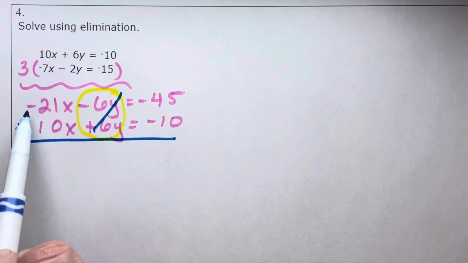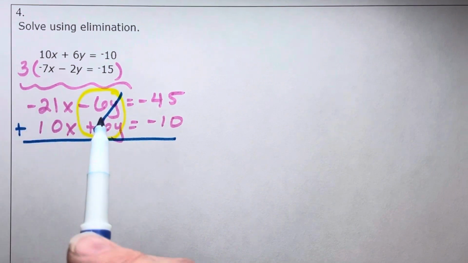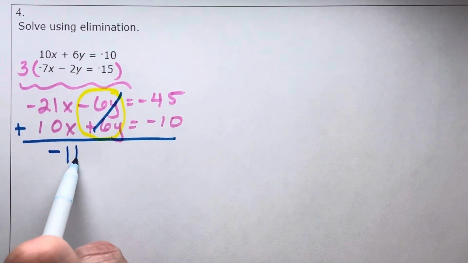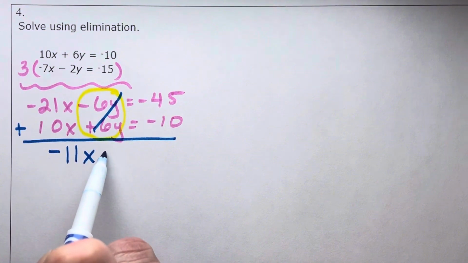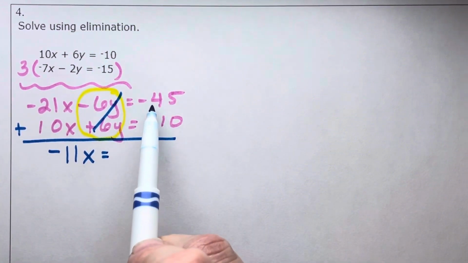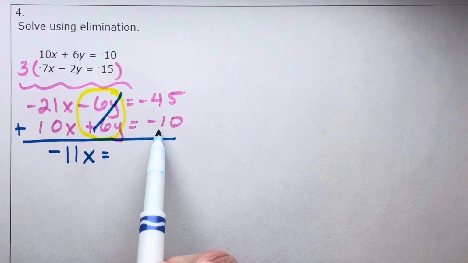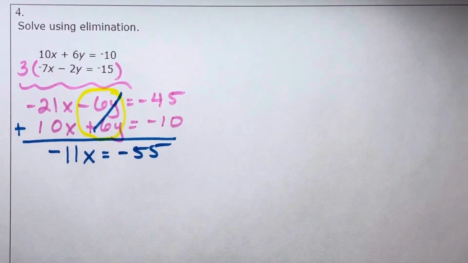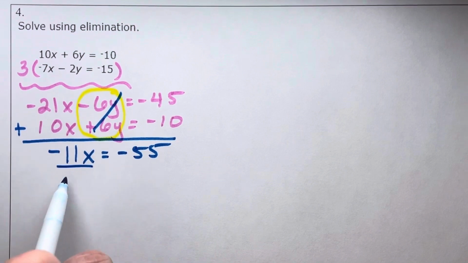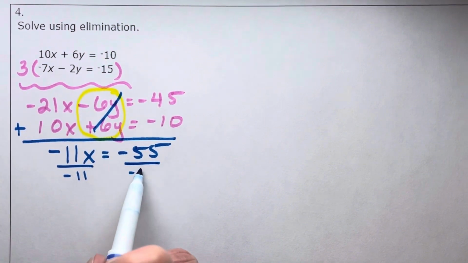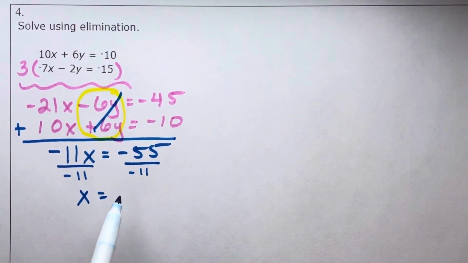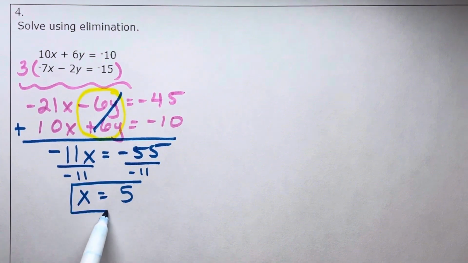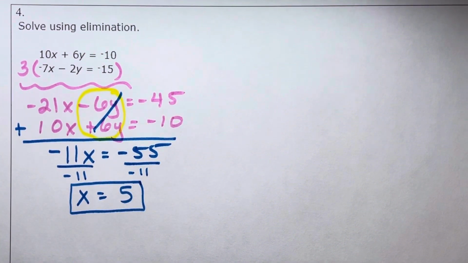Adding straight down, negative 21 plus 10, well, that's negative 11x. And negative 45 minus 10 more is negative 55. Let's divide on both sides of the river with a negative 11, and x equals positive 5. That was the hard work. Now we're ready for the easy work.